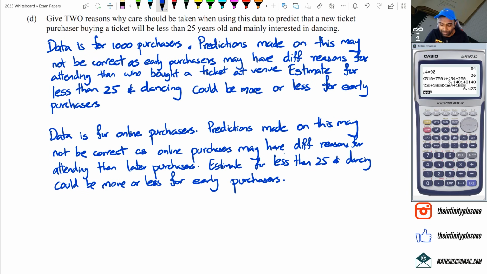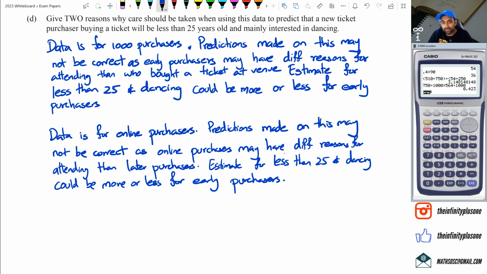Sorry guys about the verbal diarrhea there, but I thought I'd talk you through this. So first off, the main point I wanted to talk about was that the data is for the first 1,000 purchases. Predictions made from this first 1,000 could be a problem, because we don't know what the early purchases are doing or why they're buying. It could be completely different reasons for attending compared to the people who buy the ticket at the venue. So you can't really estimate it. It could be more or less for those early purchases.